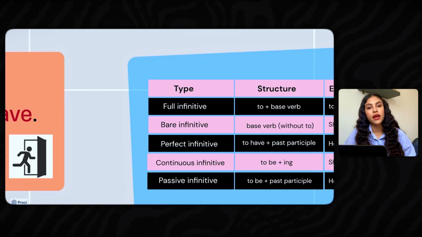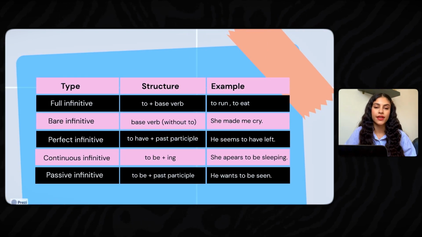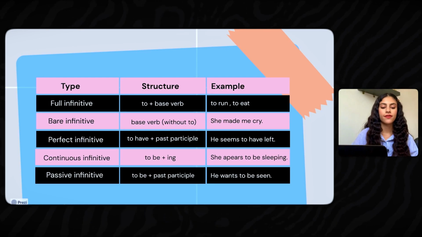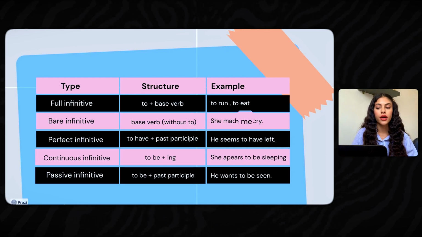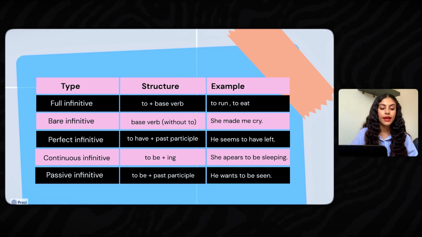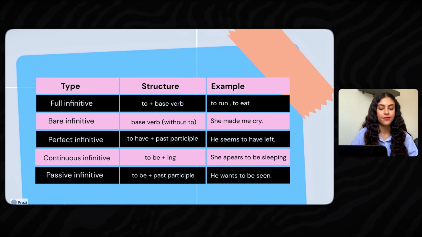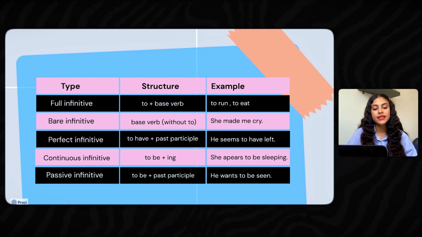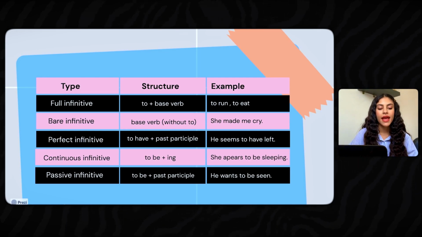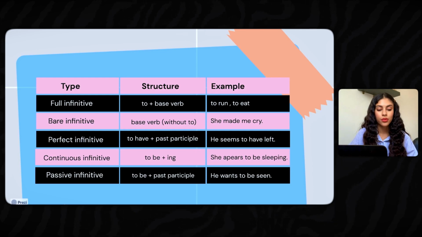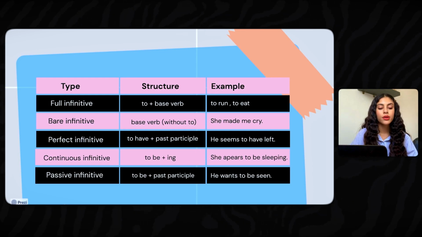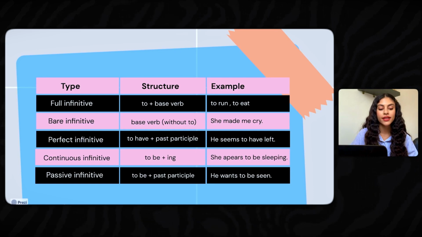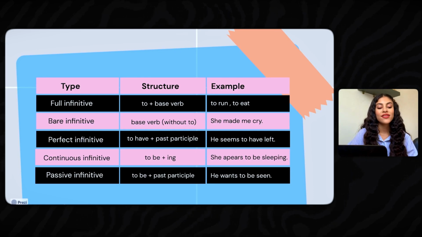So as you can see here, we have got several types of infinitives. The first one is the basic to infinitive, like to run or to eat. Then we have got the bare infinitive, which is the base verb without to. You'll see this after verbs like make, let, and help. Then we have got the perfect infinitive. It expresses a past idea. For example, to have seen.